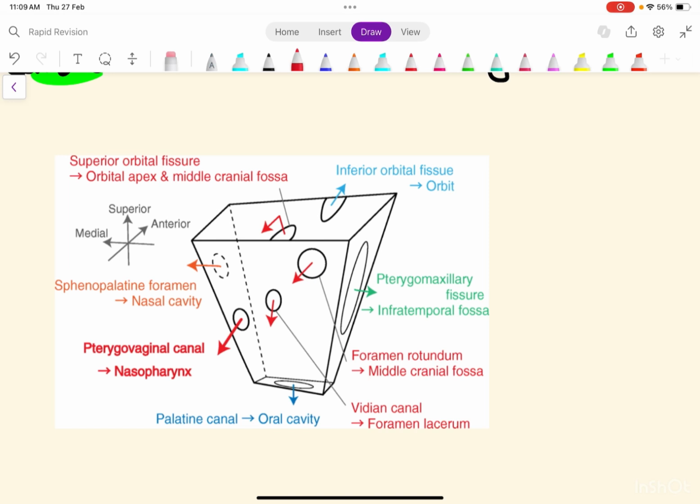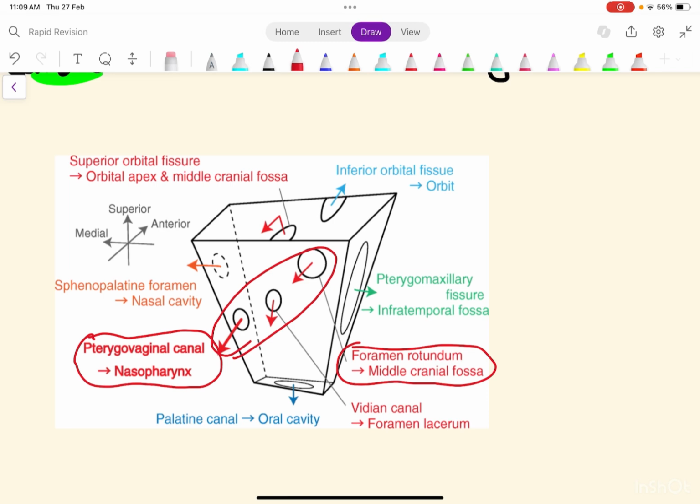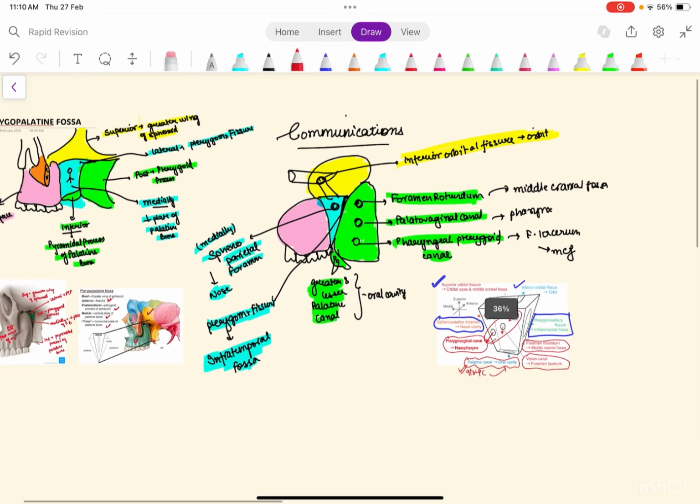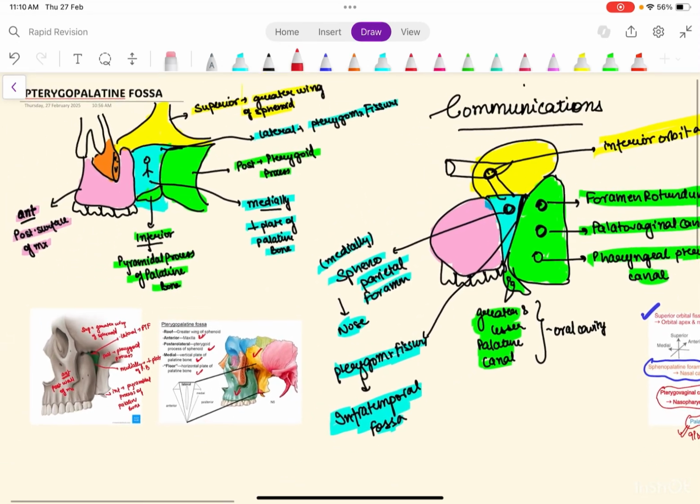Now let's go through this one. These are the communications. First, these three communications: foramen rotundum, then the pterygovaginal canal, and one more, the palatopharyngeal canal. I don't know where it is, so we'll skip it. Then medially we have the sphenopalatine foramen, then superiorly the superior orbital fissure and inferior orbital fissure, then the pterygomaxillary fissure laterally. Then this is the pterygoid canal, going to the foramen lacerum. And inferiorly, the greater palatine and lesser palatine canals communicate with the oral cavity. So this is the pterygopalatine fossa in a very easy format.